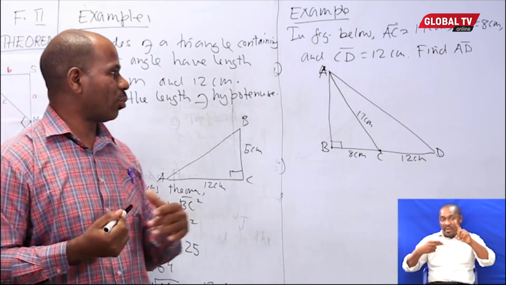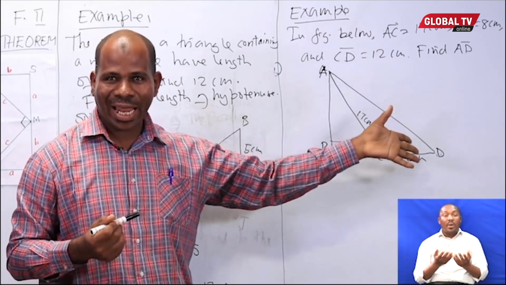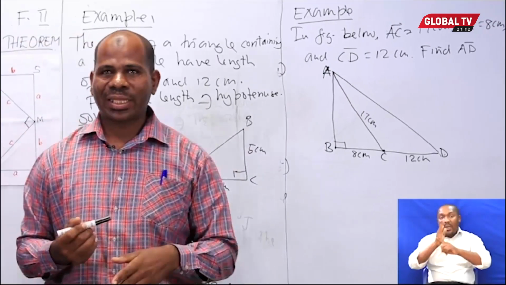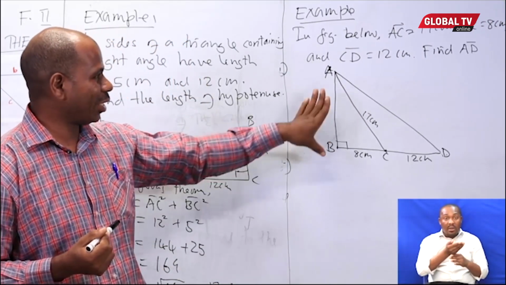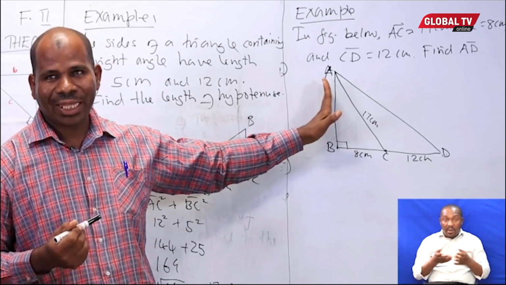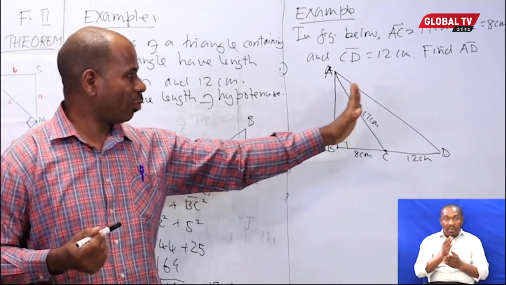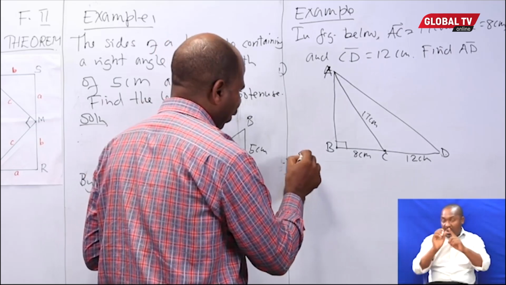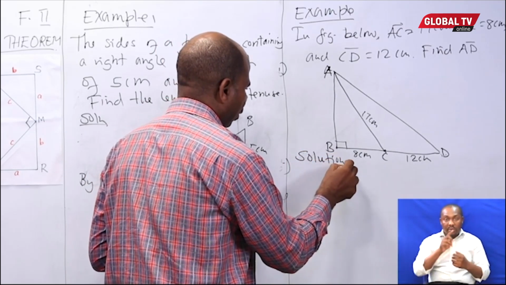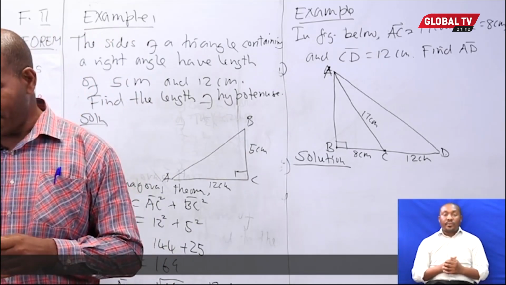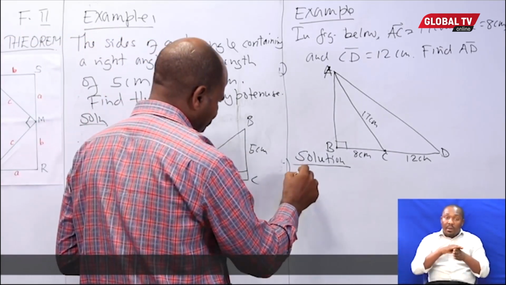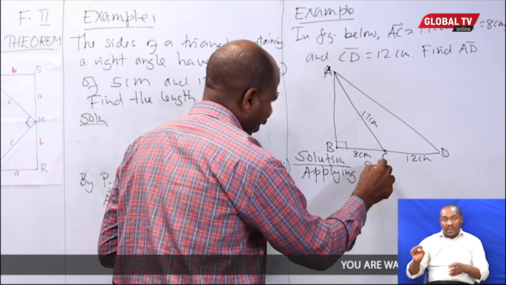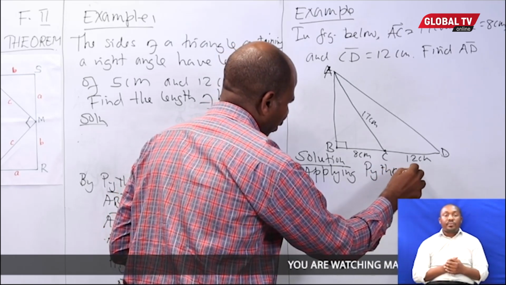It is impossible to find the length AD directly before going through other methods of calculating the unknown sides. Therefore, we have to work through the length AB before going to the length AD. So the solution to the question is by applying Pythagoras theorem.